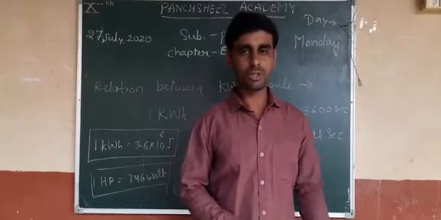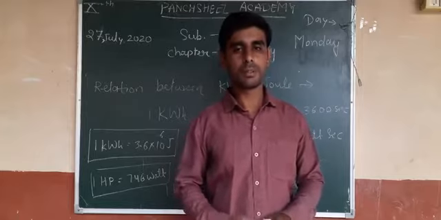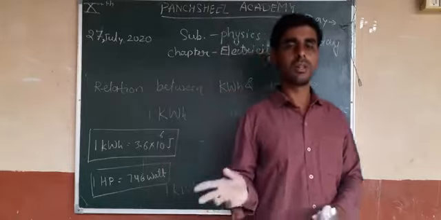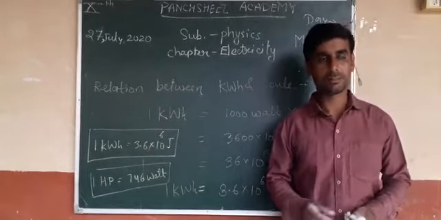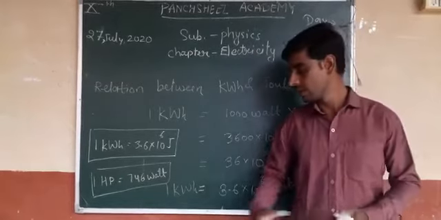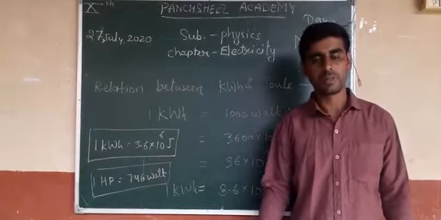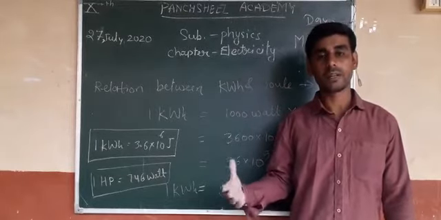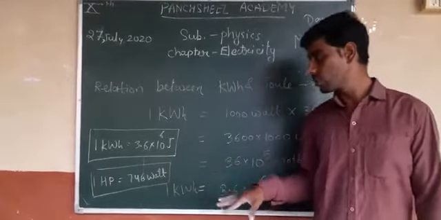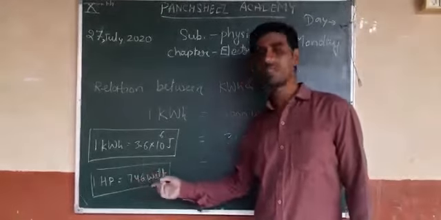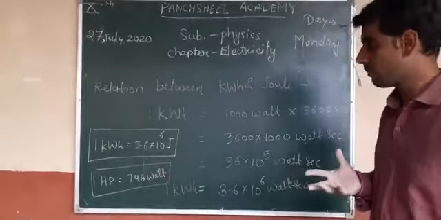In our domestic use, if we use an electric pump, or in industrial purpose electric motors and pumps, the rating is expressed in 1 HP, half HP, 3 HP, 5 HP, 7 HP, 10 HP, like this. So 1 HP equals what? 746 watt. This is the unit for the measurement of electric power.